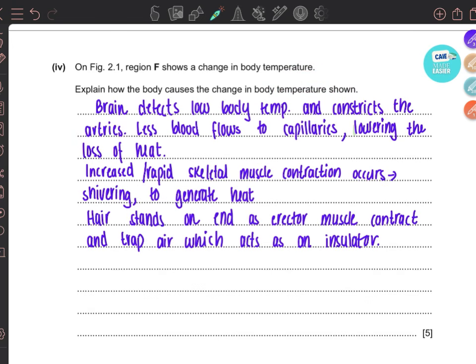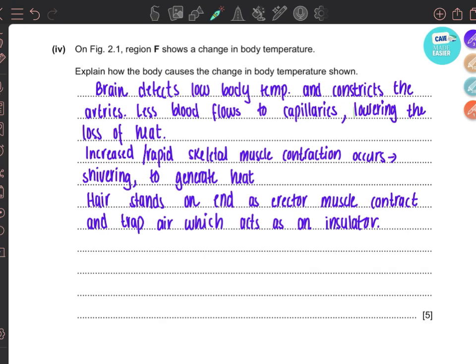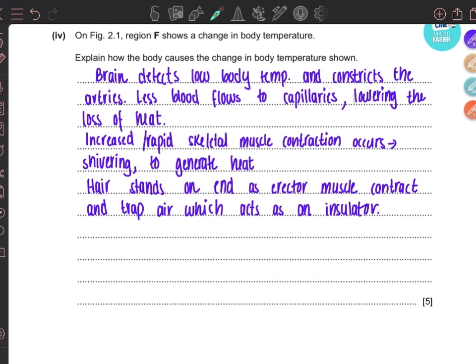When the arteries are constricting, less blood is flowing to the capillaries, and that is going to reduce the loss of heat. Another step that would occur is that there is going to be increased or rapid skeletal muscle contraction, which is basically shivering. Your body is going to shiver to generate heat. That is also going to increase the body temperature. Another process that would occur is that hair would stand up on the ends as the erector muscles contract and trap the air, which acts as an insulator.